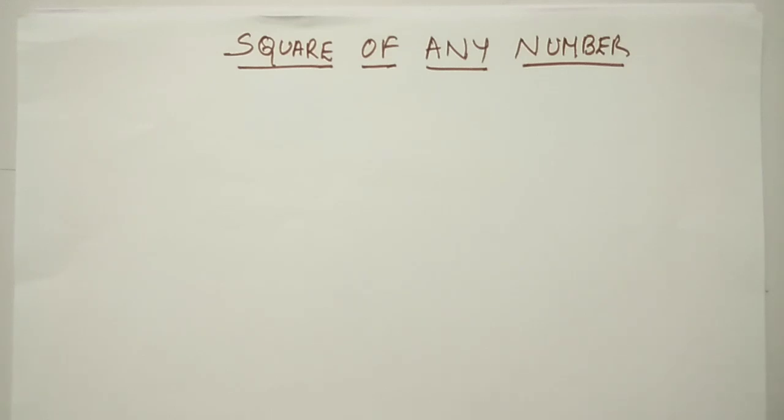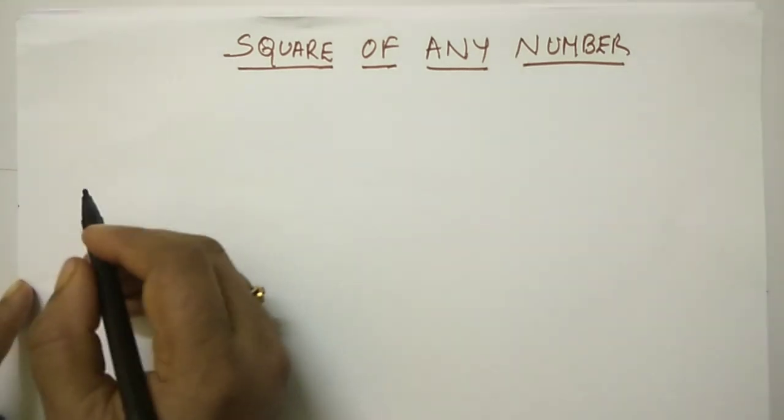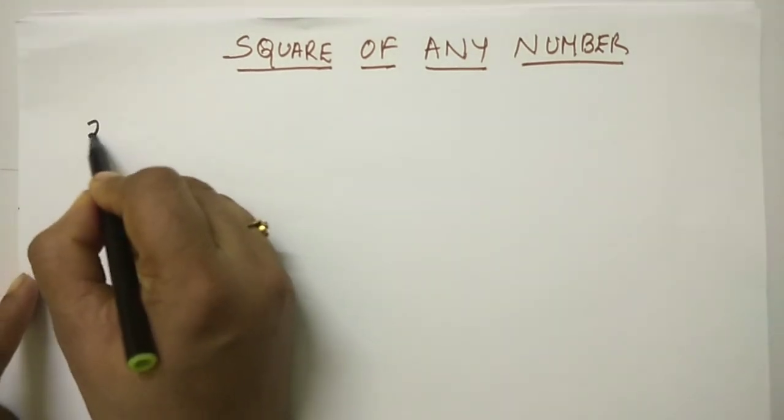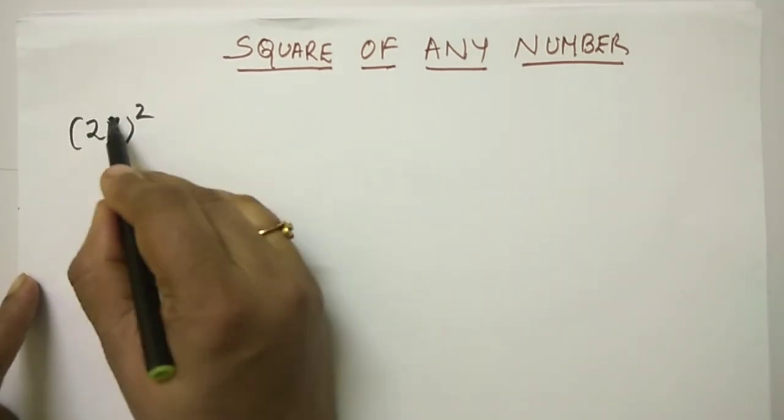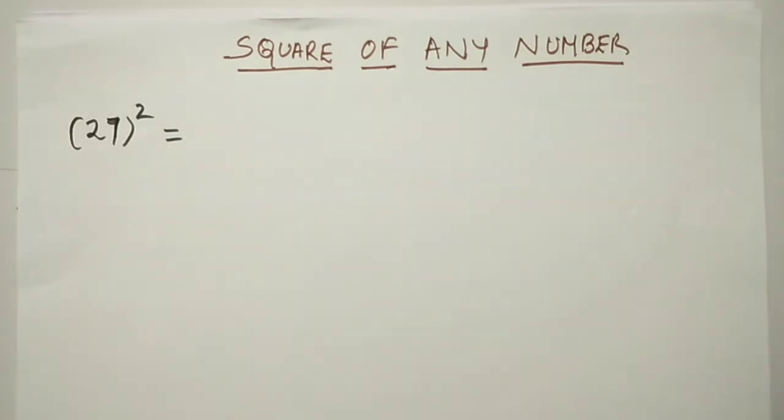In this video I am going to explain the trick of finding the square of any number, as well as the square of any decimal number. Let us start by finding the square of two digit numbers first. Suppose we take a two digit number, 27 whole square. Let us find the square of this number first.